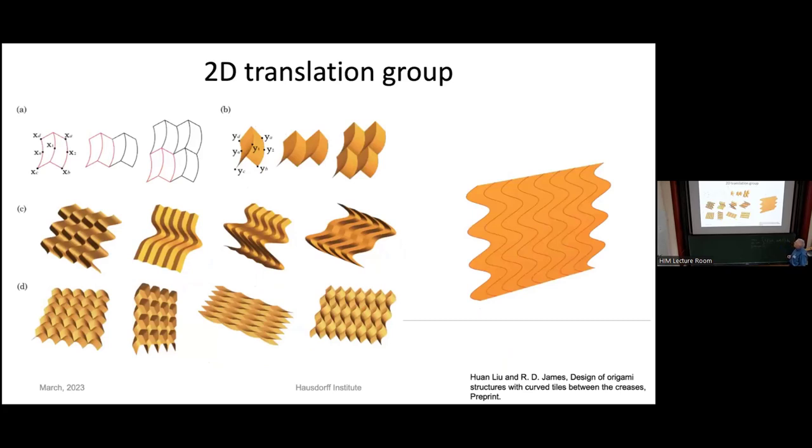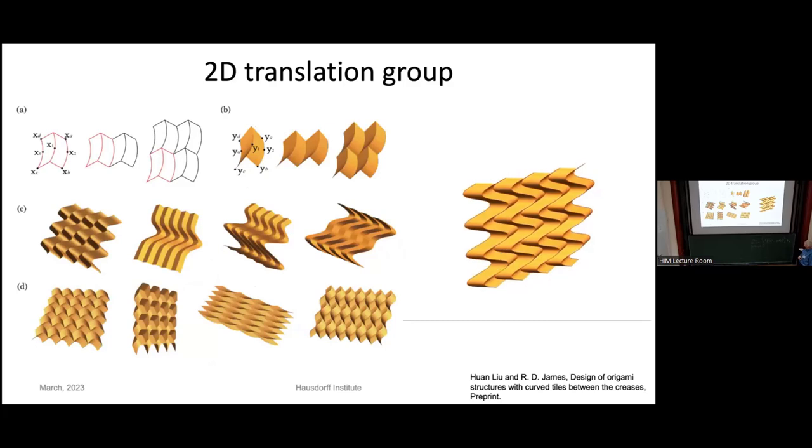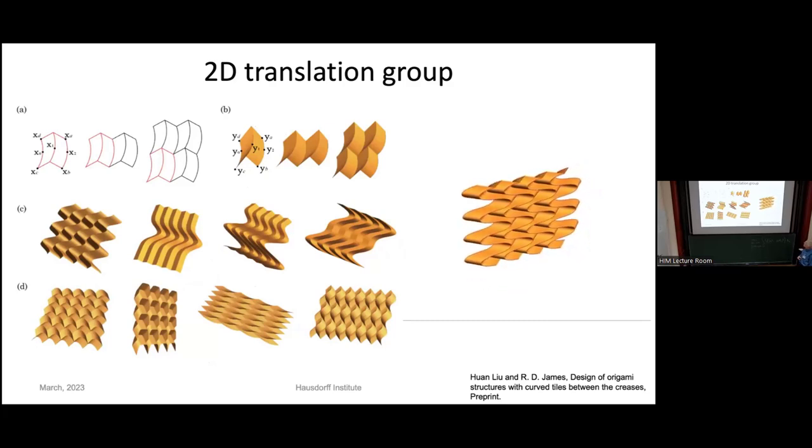Here's an example with a 2D translation group in the reference domain and also a 2D translation group in the deformed domain. This is flat. It doesn't look like it, but you use a translation group. And so the folding process in this case is that.